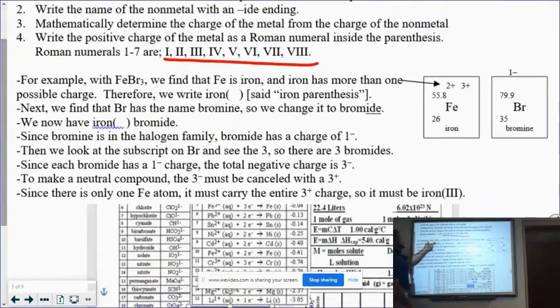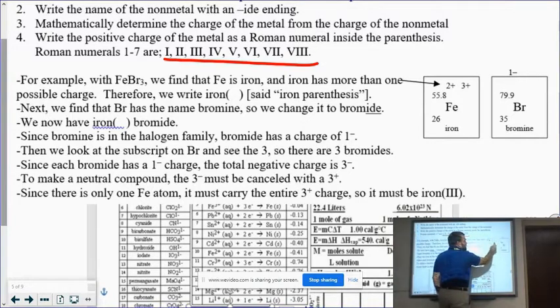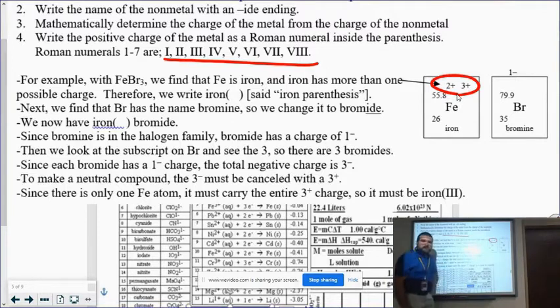So I have an example here. We have FeBr3, and we find that Fe is iron. Iron has more than one possible charge. What we mean is in that little element box on your periodic table, there's an option, either a 2+ or a 3+. We don't know which just yet. So we write iron to start our name. We leave open parentheses. Next, we find that Br has the name bromine, and we change it to bromide. So at that point we're left with iron, blank parentheses, bromide.